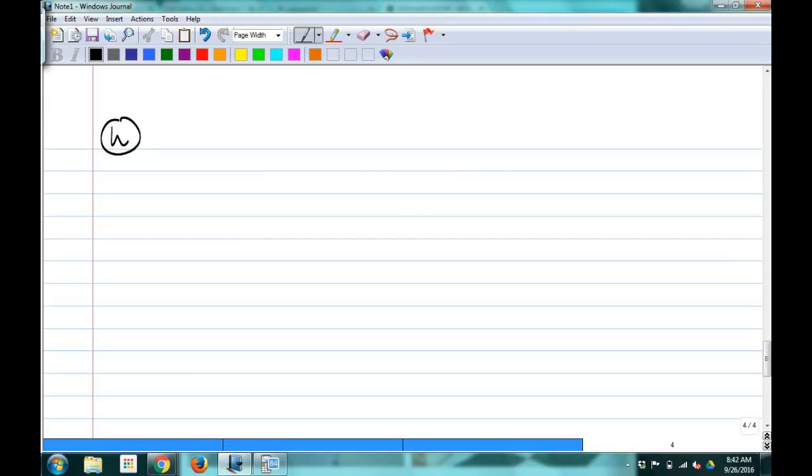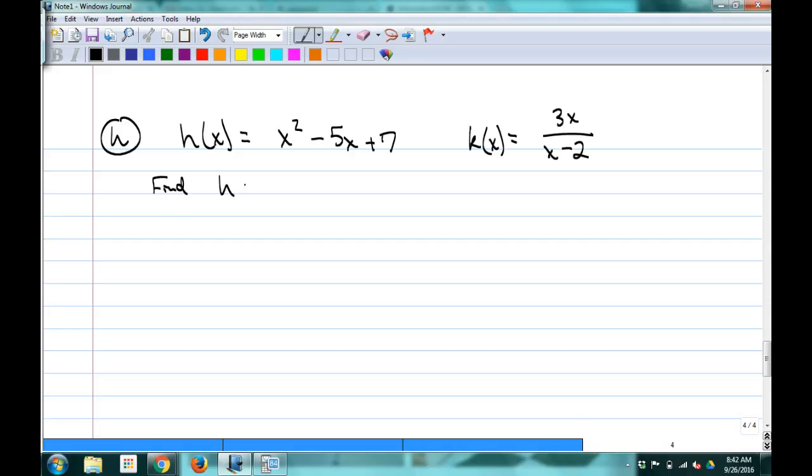Let's get one that's got a rational function and then maybe a quadratic in it. So let's get h of x is equal to x squared minus 5x plus 7. And then k of x is equal to 3x over x minus 2. And let's do the composition h composed with k of x and the domain.